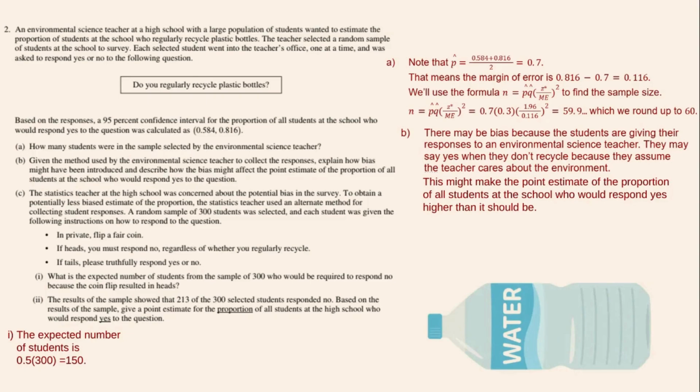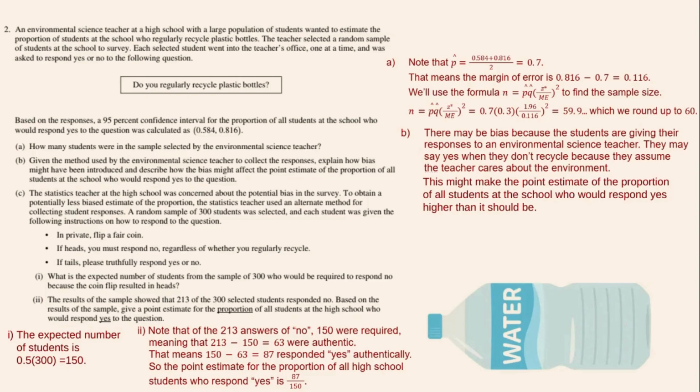The results of the sample showed that 213 of the 300 selected students responded no. Based on the results of the sample, give a point estimate for the proportion of all students at the high school who would respond yes to the question. Think about how you would answer this, especially in light of your answer to problem 1. Give it a go. Check your answer when you think you have a good one. All right, let's look at part 2 of letter C.